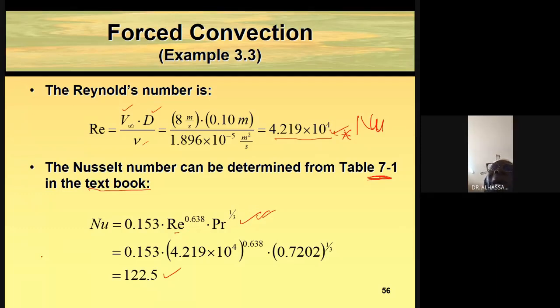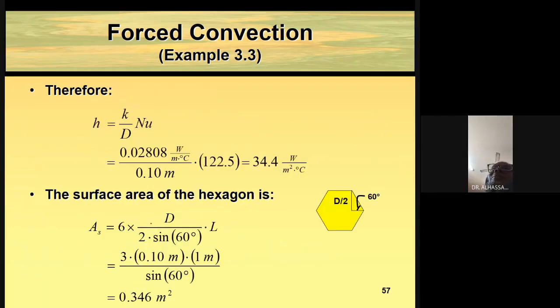Now we use Nu equals hD divided by k to find the value for h. And that is it. So h equals 34.4 watts per meter squared per degree. Now we need to find the total surface area of the hexagon. Be careful over here. We have taken only the side view of the hexagon, forgetting about the surface.